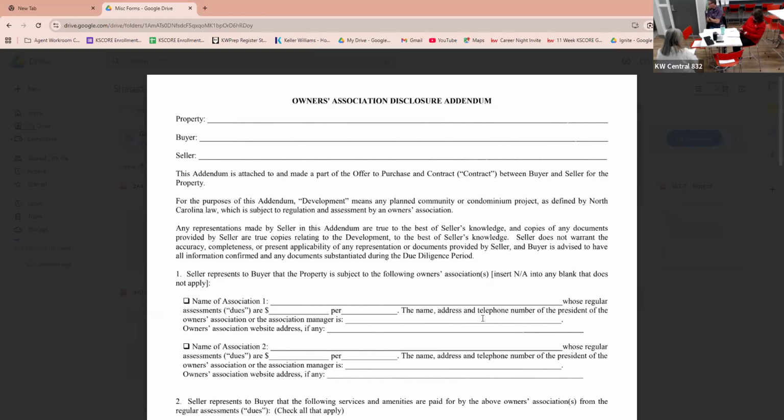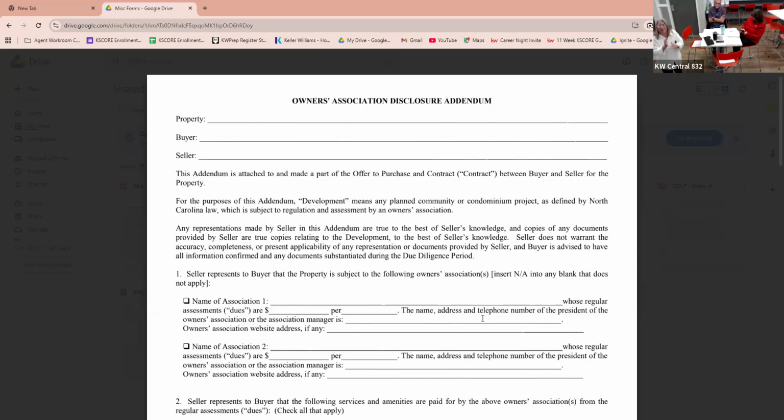Here's the biggest question I get from people wanting to do a commercial deal. How much due diligence do we do with commercial property? There is no due diligence. There's none. It's not even in the offer. It's not even mentioned. Wash your hands of it.